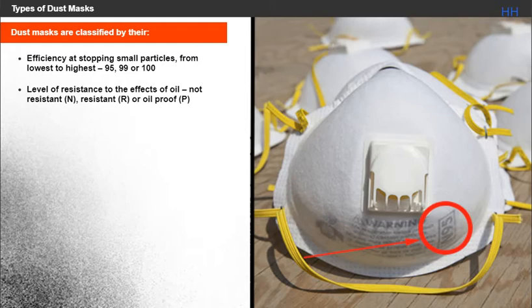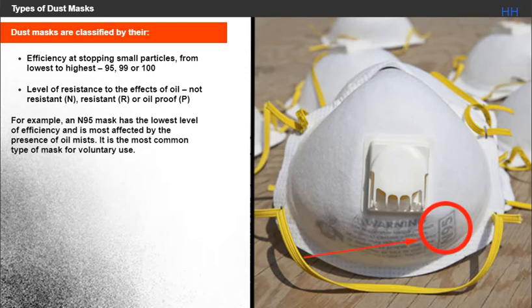Knowing the level of oil resistance is important if you work with oil-based paints and other oil aerosols. This is because oil can interfere with some masks' ability to capture fine dust. As an example, an N95 mask has the lowest level of efficiency at stopping small particles and no resistance to oil. It's the most common type for voluntary use. So common, in fact, that dust masks are sometimes referred to as N95 masks or simply N95s.